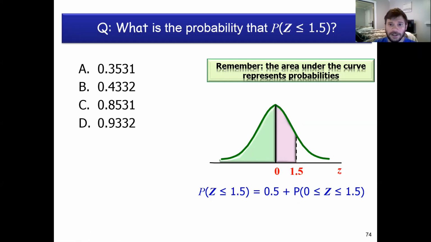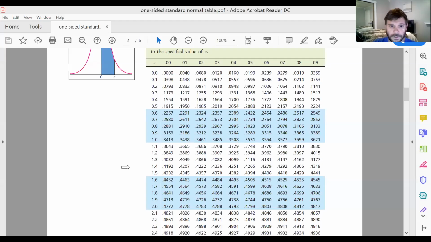So again, let me switch my screen share to the standard normal table so we can find that value. Note, we were looking for this value of 1.50. So I go down to the row associated with 1.5, and then go to the column associated with a 0 in the second decimal place. That tells us we are looking at the area corresponding to 0.4332. That is the value of the area between 0 and 1.5. Okay, so let's go back to the question, and now we can answer it.